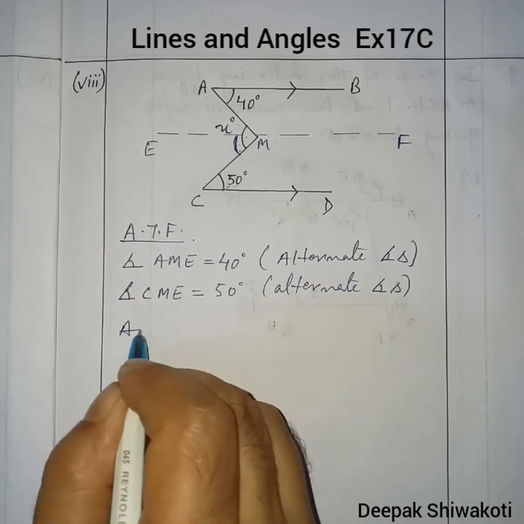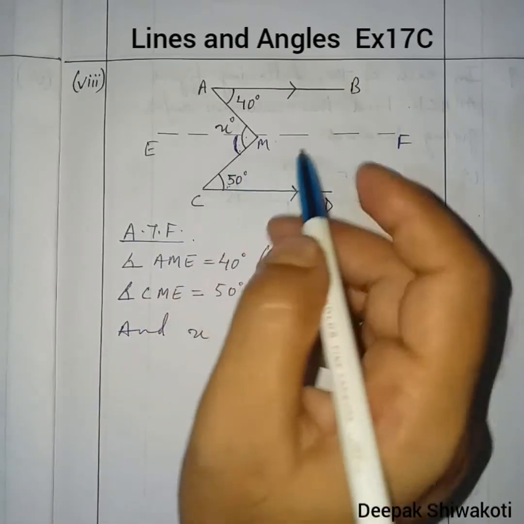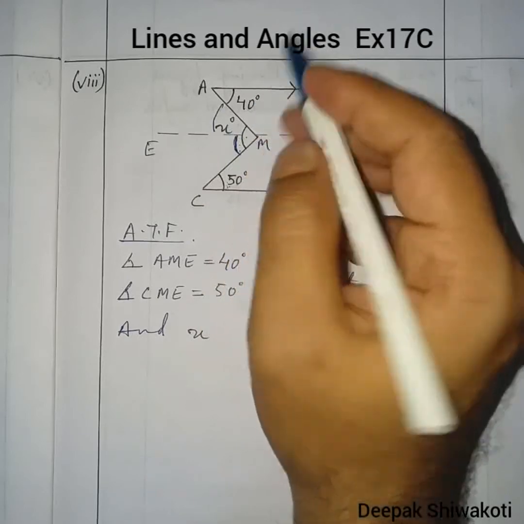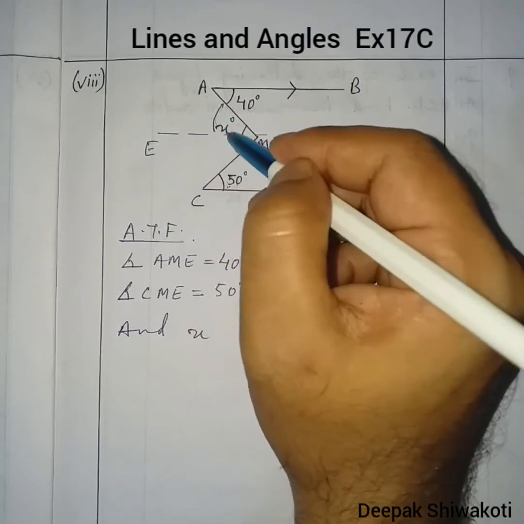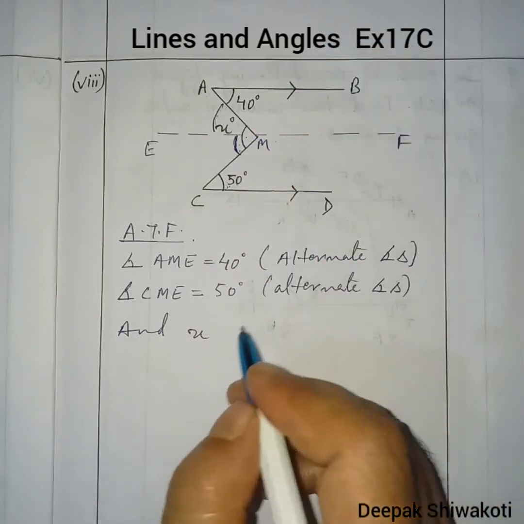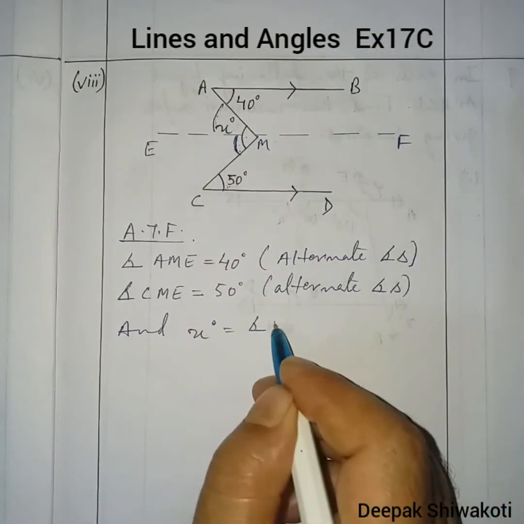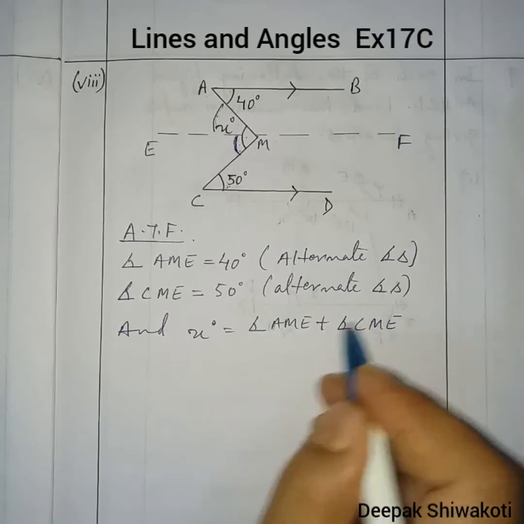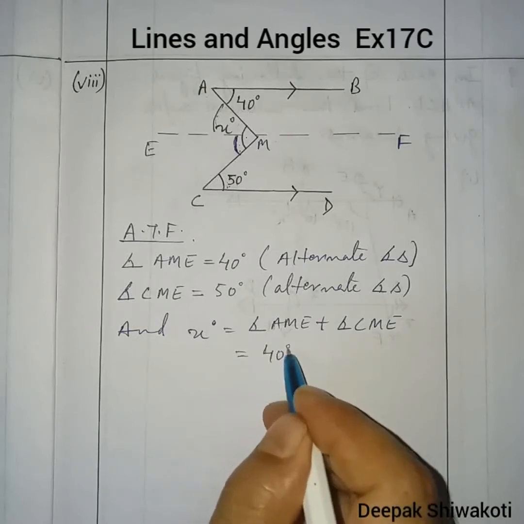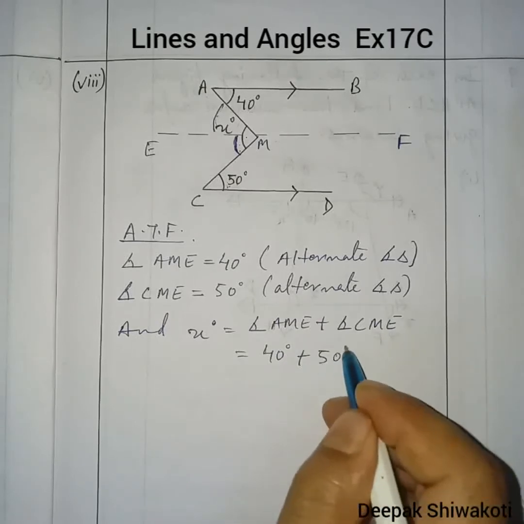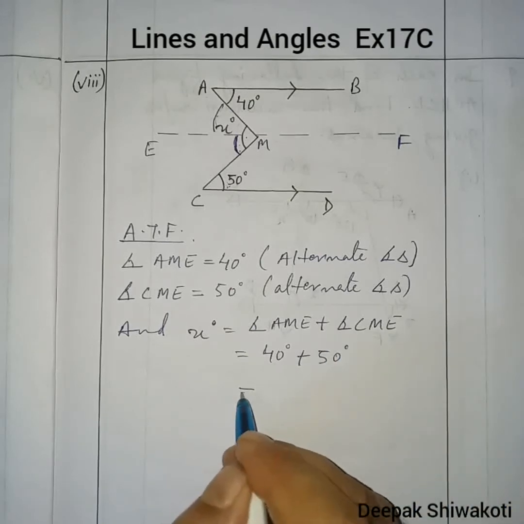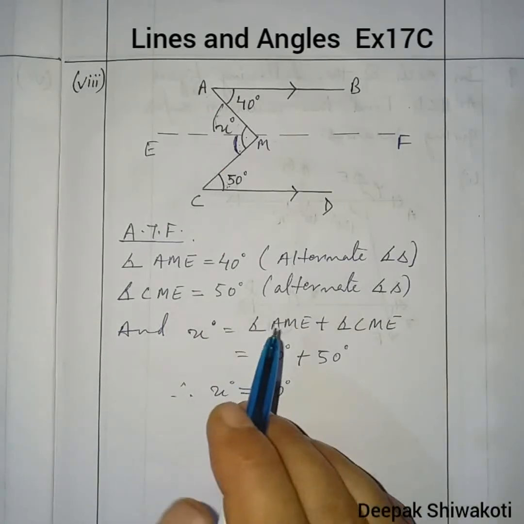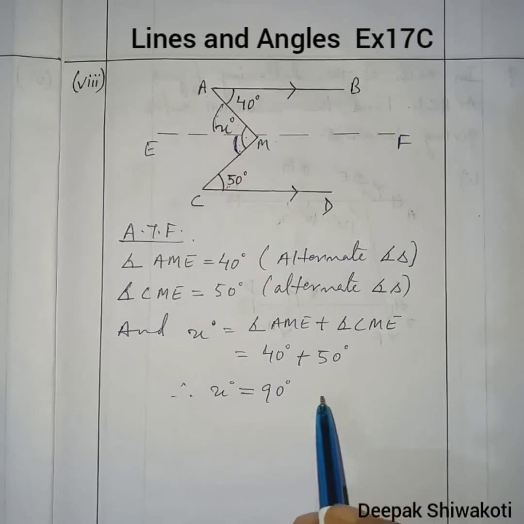So now x we have to find. X is equal to, you can see easily, this angle plus this angle is x, isn't it? The sum of these two. So x degree is equal to angle AME plus angle CME. Angle AME is equal to 40 degree and angle CME is equal to 50 degree. So the sum is equal to 90 degree. So therefore x degree is equal to 90 degree. So in this manner we have found the value of x.